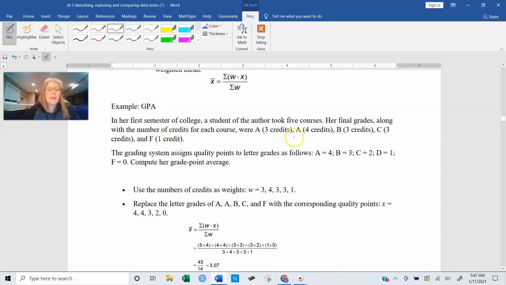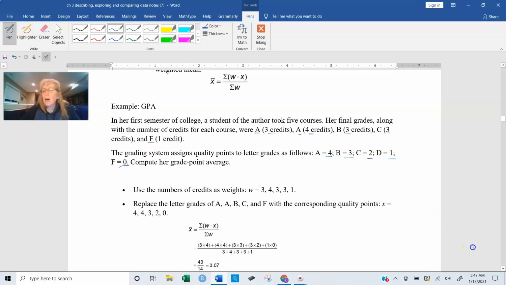Her final grades were an A for a 3-credit course, another A worth 4 credits, a B in a 3-credit course, a C in a 3-credit course. Then her 1-credit course she didn't care about and got an F. Life is good. Okay, just like ours, it's a 4-point scale. So an A is worth 4, a B is 3, a C is 2, a D is 1, and an F is worth nothing.